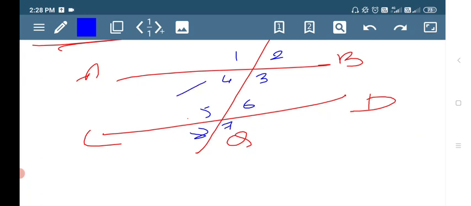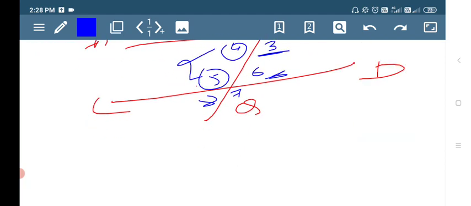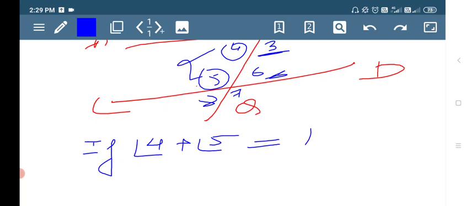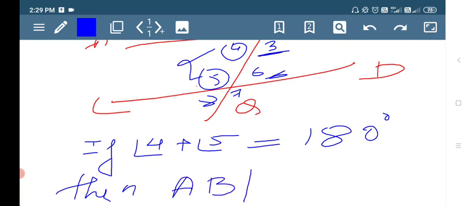Which are the interior angles? 4 and 5, and on this side 3 and 6. He is explaining that in the above figure, if angle 4 plus angle 5, that is, interior angles on the same side of the transversal, is supplementary, then AB is parallel to CD.